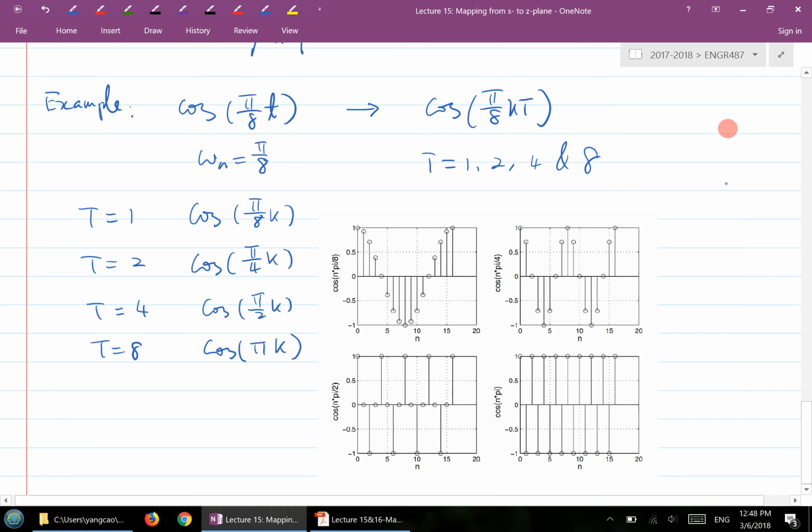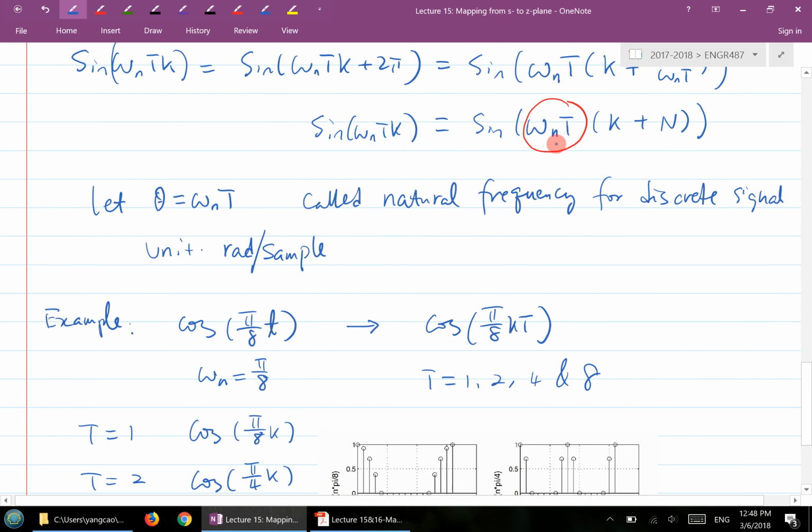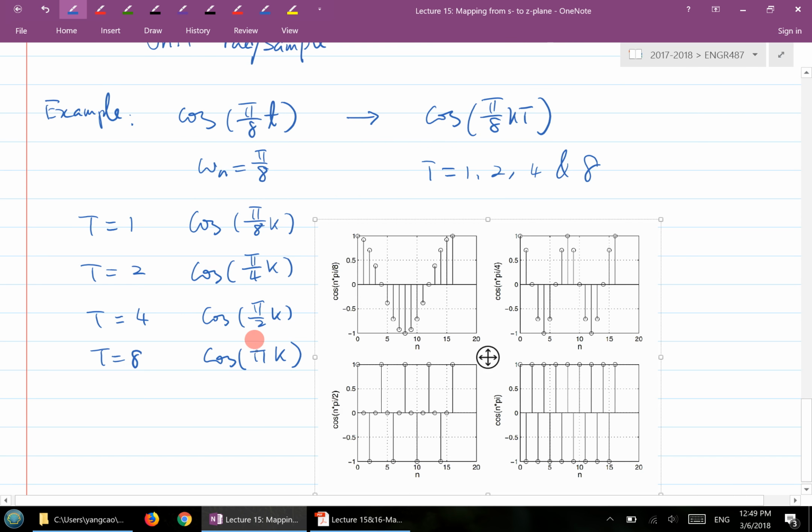According to my definition, the natural frequency for the discrete domain is omega n T. So in the current example, this is the natural frequency for the first one, this is the natural frequency for the second, this for the third, and this for the fourth. Now you can see the last one has the highest frequency. My second question to you is, can you get any other frequency that is higher than the last figure here?